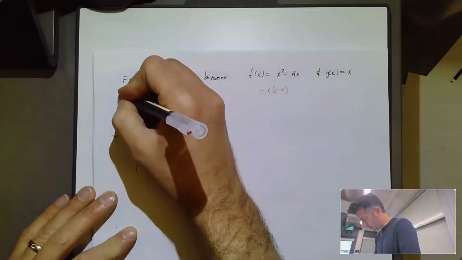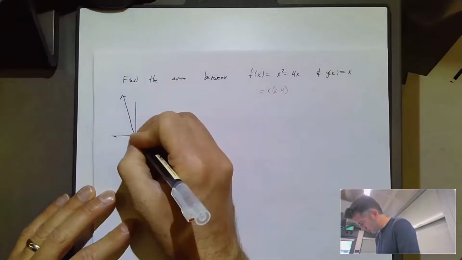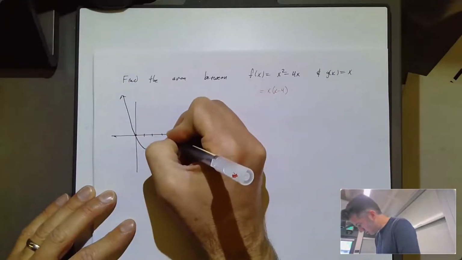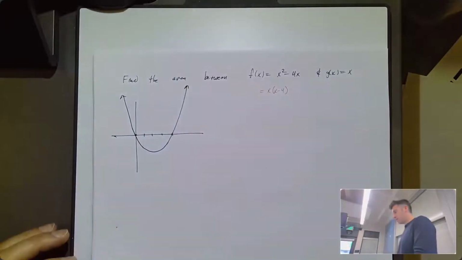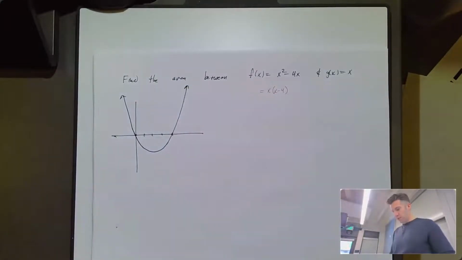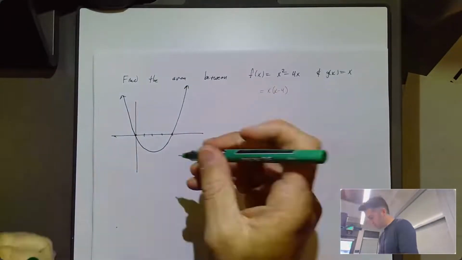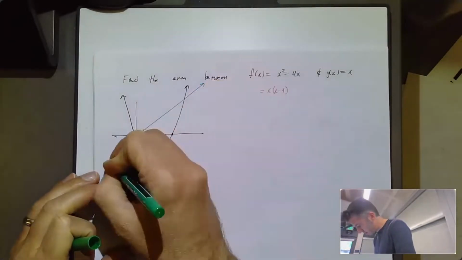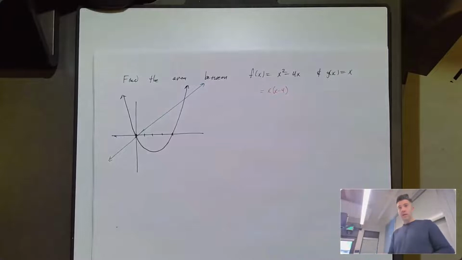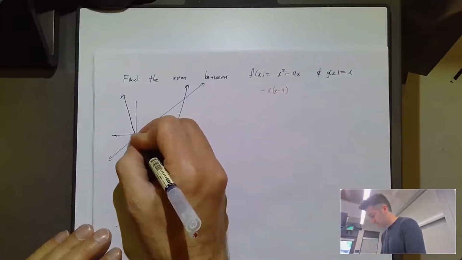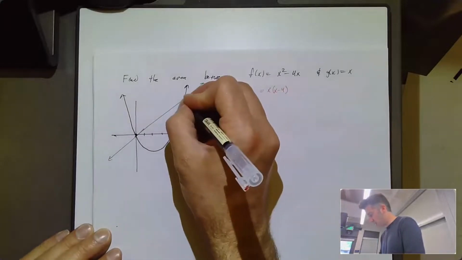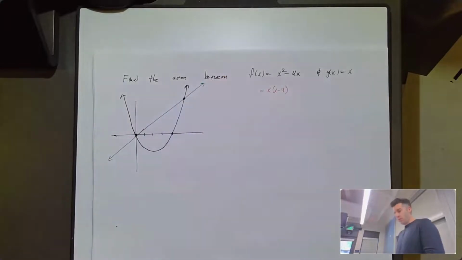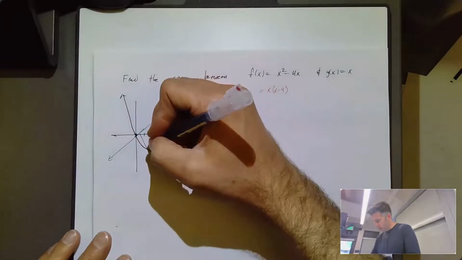That's going to look something like this. And then let's do y equals x over here. Y equals x looks like this. So obviously, these intersect at the origin, right? They both go through the origin, so that makes it easy. And then there's some other point of intersection up here. And we're trying to find this area.